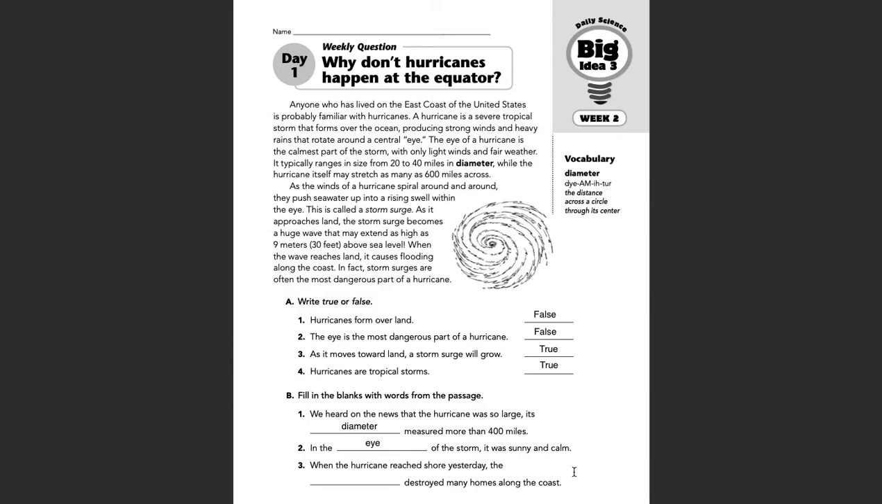Number 3, when the hurricane reached shore yesterday, the blank destroyed many homes along the coast. So this would be the most dangerous part of the storm. Then that would be the storm surge.